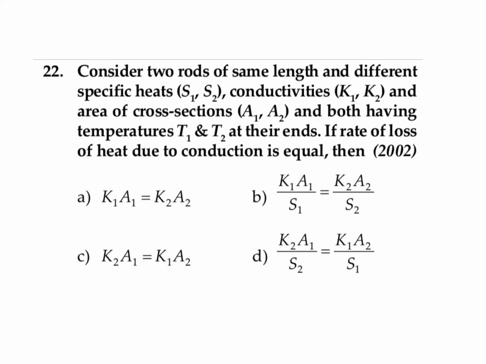In this question, it is given that consider two rods of same length and different specific heats S1 and S2, conductivities K1 and K2, and area of cross section A1 and A2, both having temperatures T1 and T2 at their ends. If the rate of loss of heat due to conduction is, so we can just take it as the rate of flow of heat.